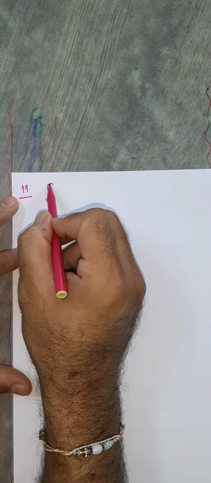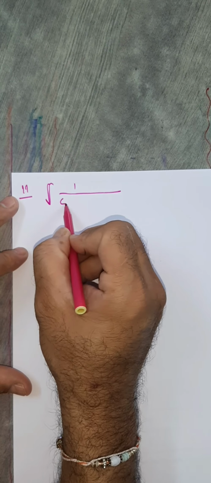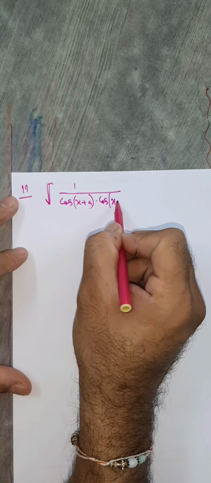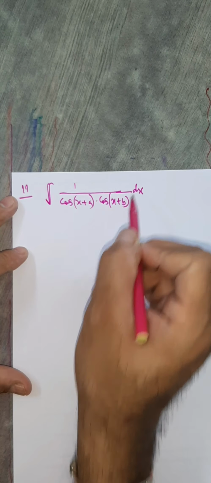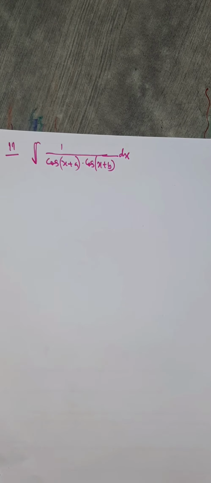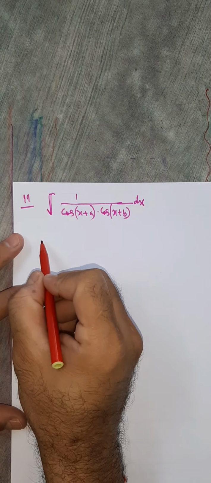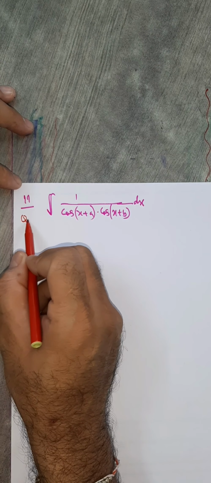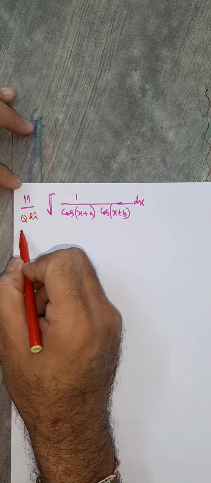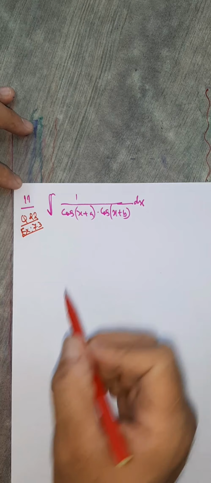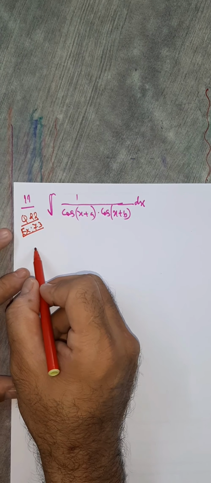That is 1 upon cosine of x plus a into cosine of x plus b. Earlier we had even such questions in the beginning. If you just recall, you will come to know. So here, as I told you, question number 22 of exercise 7.3. Have a look at this question, you will realize I'll be doing more or less like that question only.